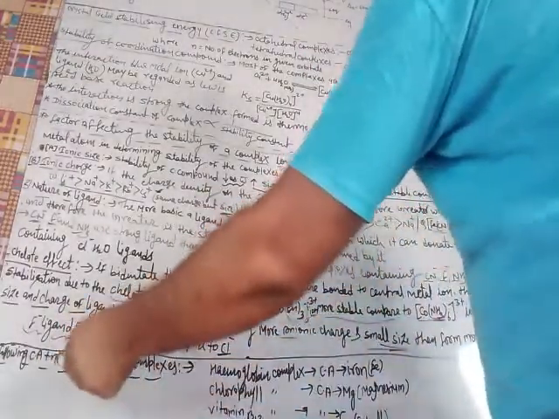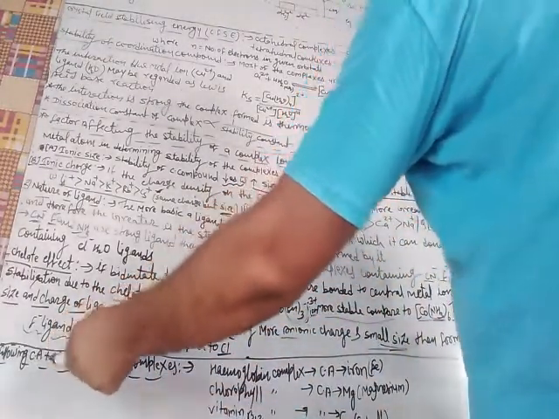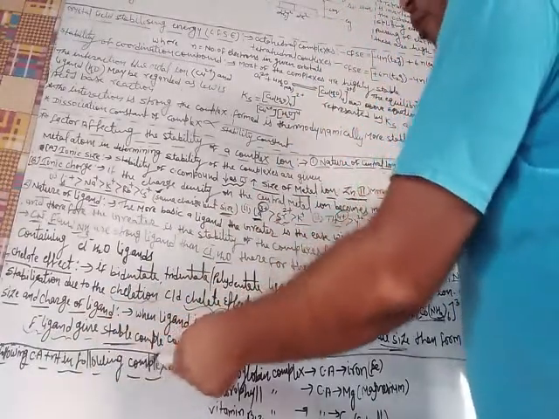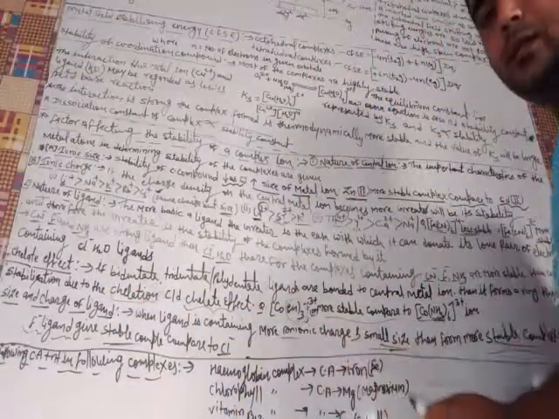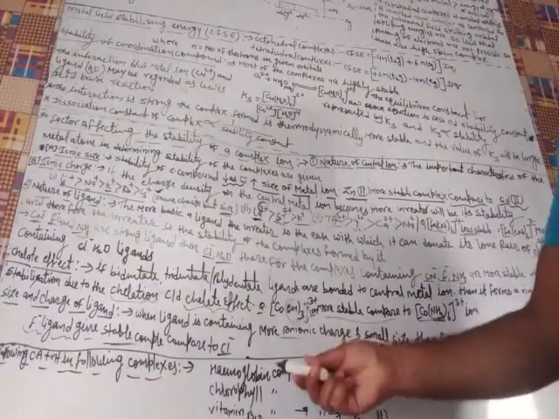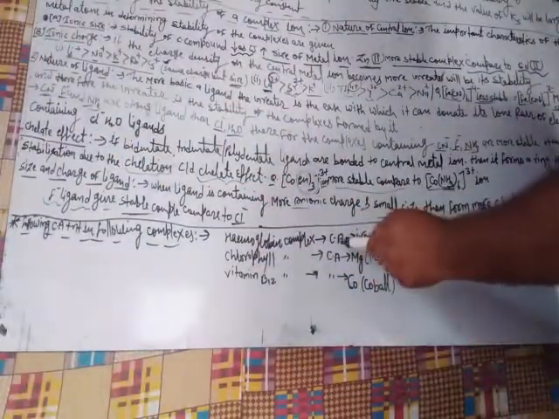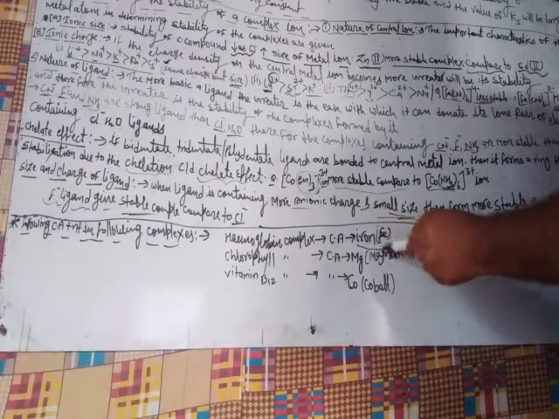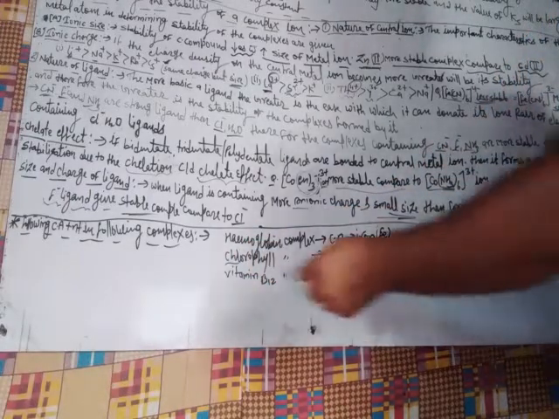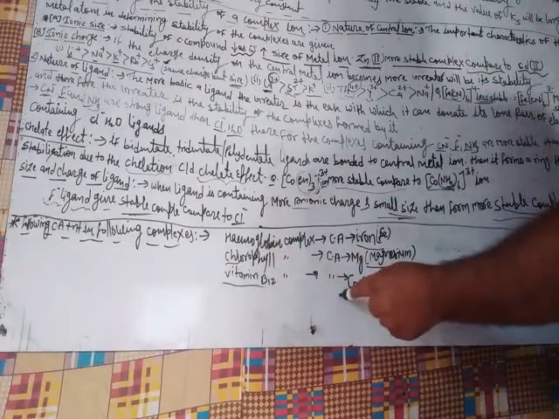Last, the central atoms present in the following complexes. First is hemoglobin, whose central atom is iron. Second, chlorophyll's central atom is magnesium, and third, vitamin B12's central atom is cobalt. This chapter is completed.